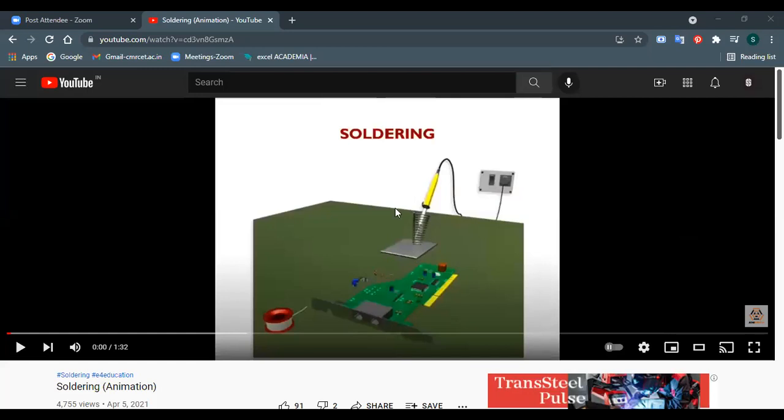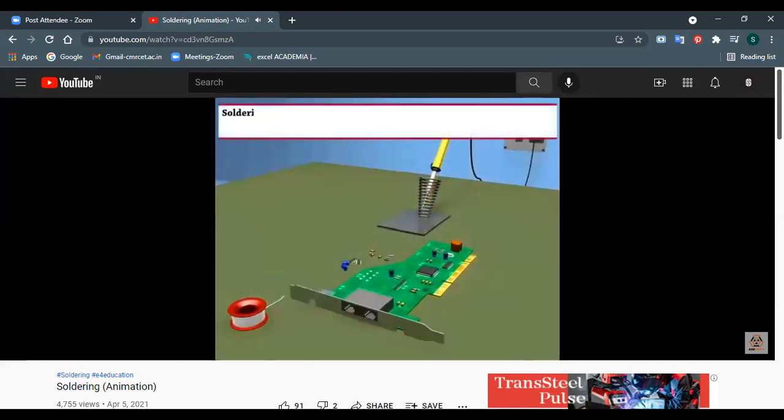Right, so soldering. In this video, we are going to see about soldering. Soldering is a method of uniting two or more pieces of metal by means of a fusible alloy or metal called solder.